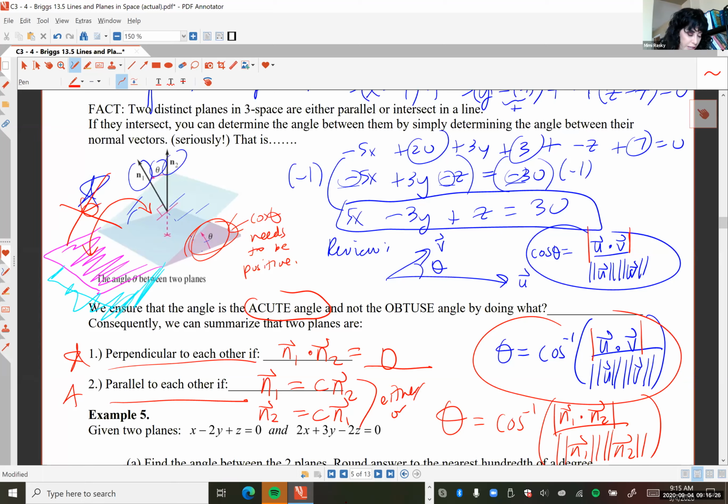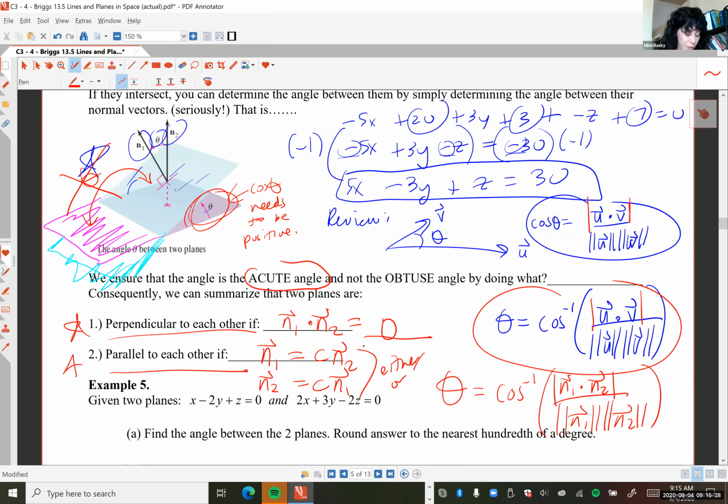Or if you really want to impress me, what's another way to prove that two vectors are parallel? I'll give you a hint. It involves cross product. Cross product equals a zero vector? Yes, very good. That's another way to show that the planes are parallel. So this also works. Pick your poison.